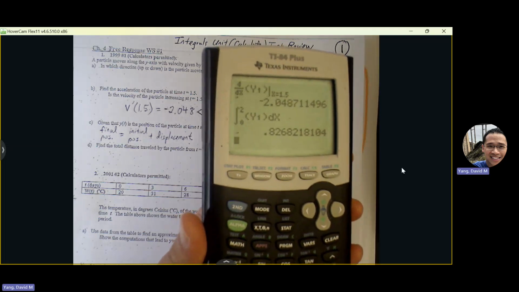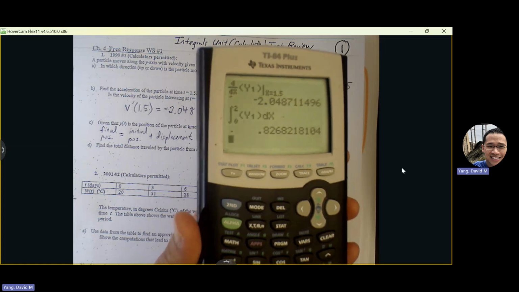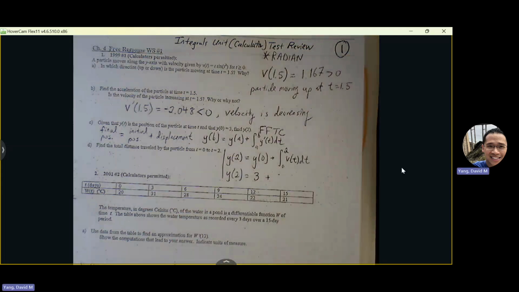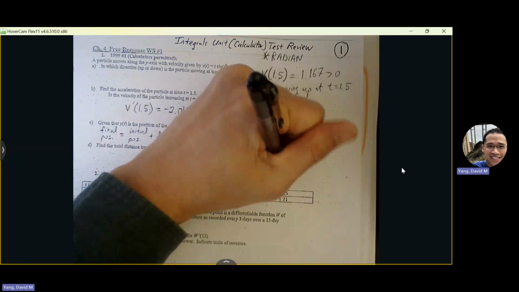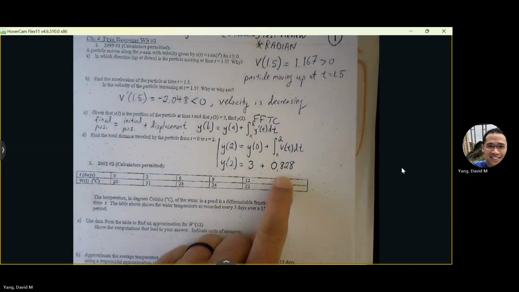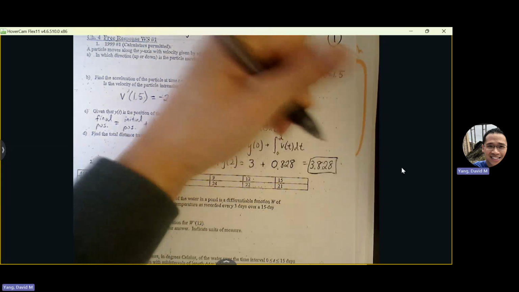So that 0.8268 tells us that this particle is going to move up 0.828 units between those two time periods. So if we know that it's going to move up 0.828 units, that means if we start at 3 and move up 0.828, we're going to end up at 3.828 on the y-axis.